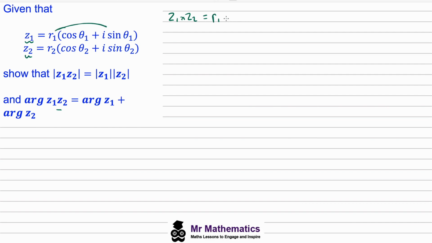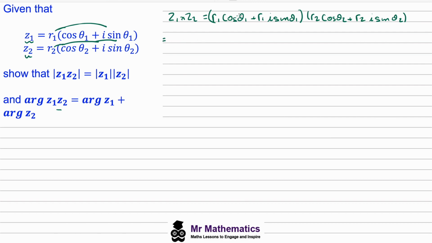So r1 cos theta 1 plus r1 times i sine theta 1. And this will be multiplied by z2. And we'll expand this out. So we'll have r2 cos theta 2 plus r2 and then i sine theta 2. So what we need to do is we need to expand out these pairs of brackets.